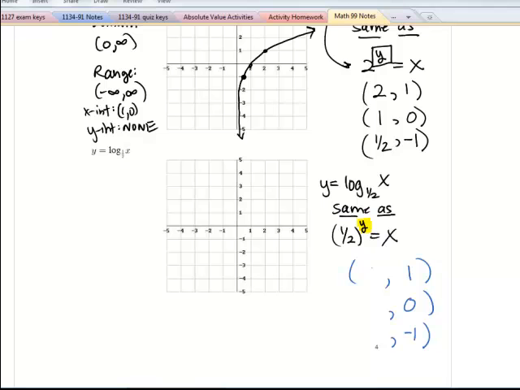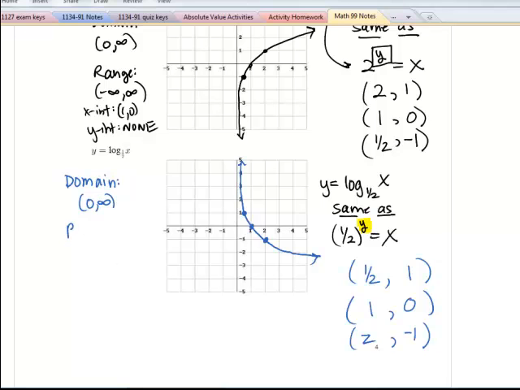1/2 to the 1 would give me my x, which is 1/2. 1/2 to the 0 would give me x equals 1. 1/2 to the -1 would be the reciprocal of 1/2, which would be 2. So now I have (1/2, 1), (1, 0), and (2, -1). Once again, the graph is not going to cross the y-axis, but this time as it goes to the right, it's going to get smaller and smaller. Right? So if I wrote down the domain, it would just be 0 to infinity.